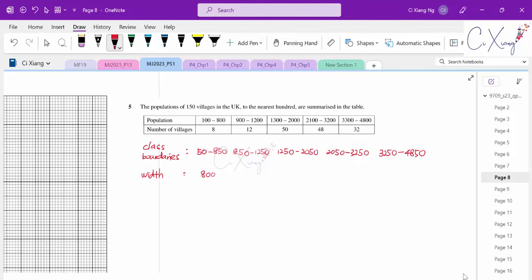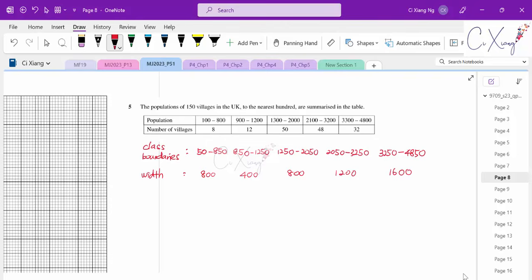1250 minus 850, I got 400. 2050 minus this one, I have 800 also. Then the same thing applies for the other cases. So I'm having 1200, and this one will be 1600. Okay, so this is my width.